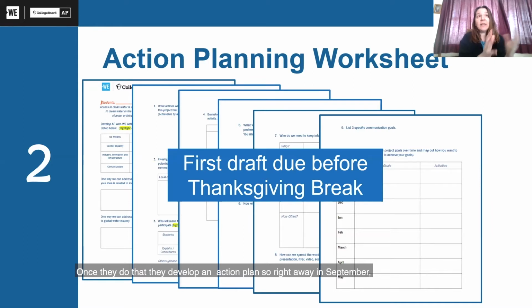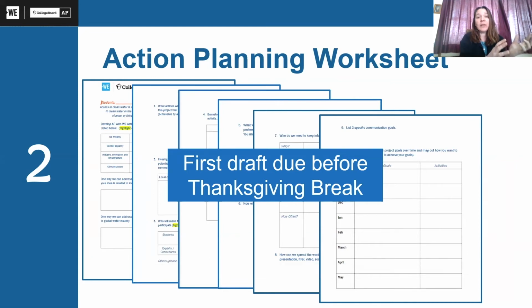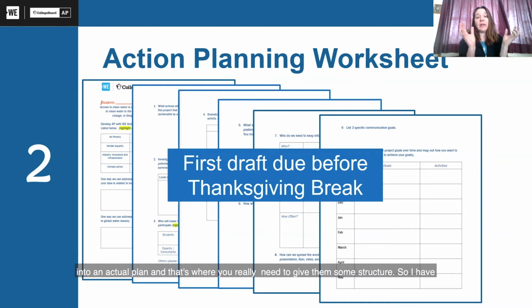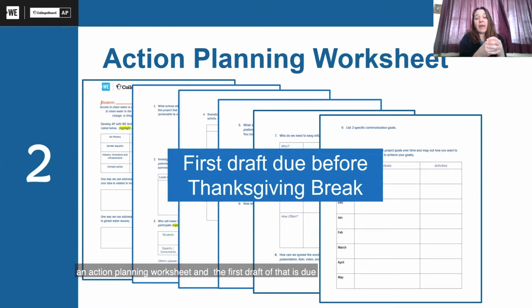So right away in September, the goal is to have them figure out and ask, what is my passion? What do I really want to do? Then the second thing is to try to help them turn that goal into an actual plan. And that's where you really need to give them some structure. And so I have an action planning worksheet, and the first draft of that is due before Thanksgiving break, so that they have a plan before they go off on holidays.